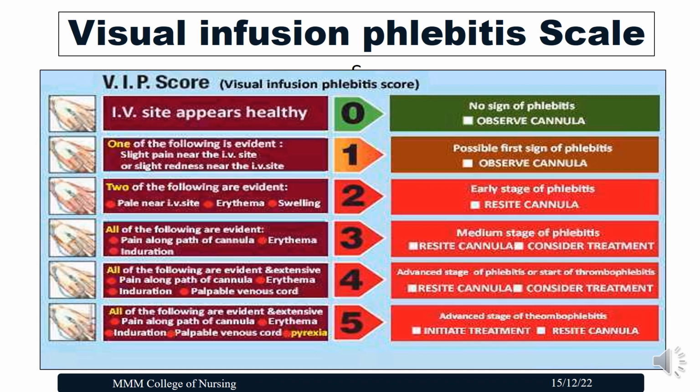In grade 5, all of the following are evident and extensive: pain along the path of the cannula, erythema, induration, and a palpable venous cord. Along with that, the patient will have high grade fever, that is pyrexia, which indicates a severe infection. When all of these are evident and extensive, we can say it is grade 5. This is an advanced stage of thrombophlebitis, so we need to initiate treatment and resite the cannula.